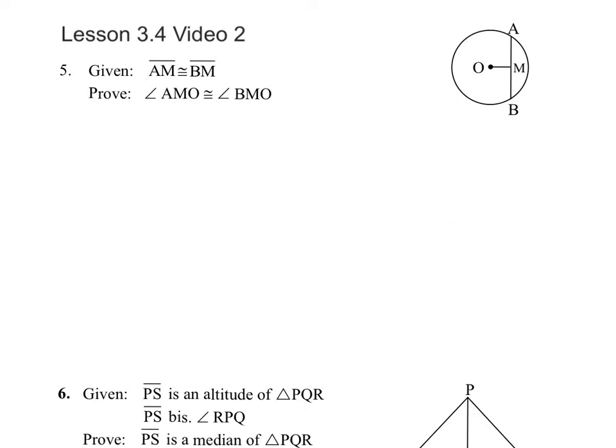As soon as you read any proof, the most important thing is to go ahead and mark your diagram. So I see that segment AM is congruent to segment BM, and I'm going to mark that. I'm trying to prove angle AMO is congruent to angle BMO, and I want to make sure I notice these angle symbols here. I'm not trying to prove triangles. I'm going to go past that and prove that the angles are congruent.